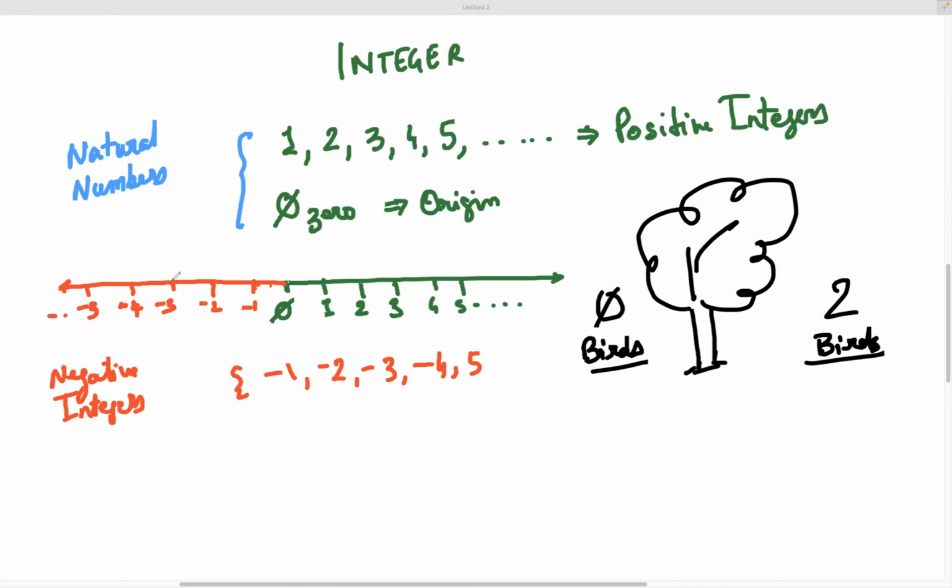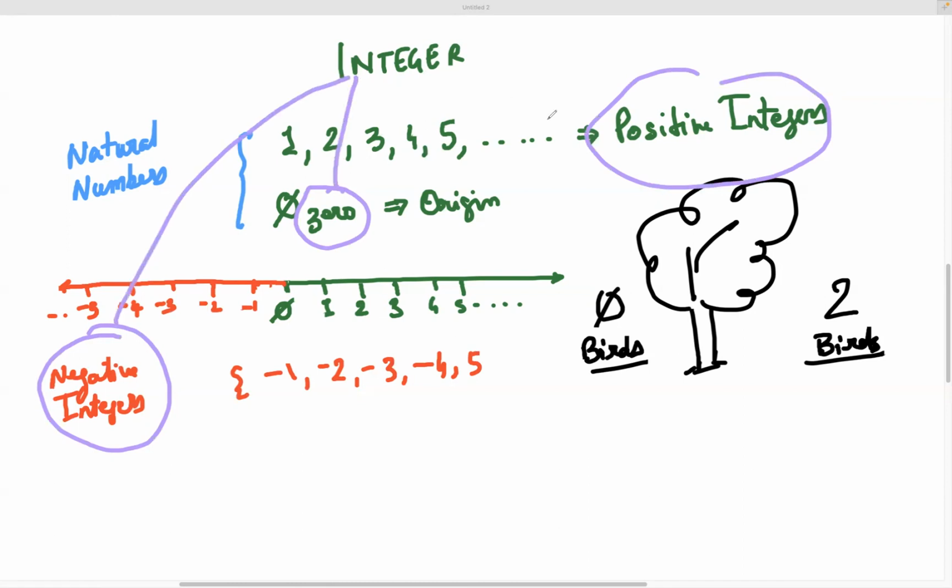That's how the numbers are. So in summary, the negative integers, the 0, and the positive integers, together we think of them as integers. Now we look at some of the properties of these integers.